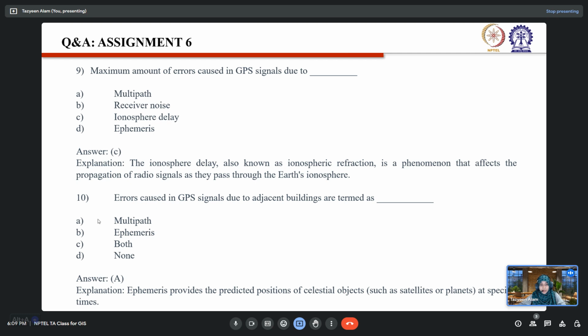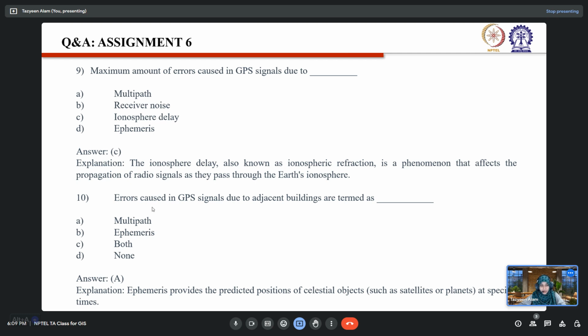What happens in case of ephemeris? In case of ephemeris, it provides the predicted positions of celestial objects such as satellites or planets at specific times. So this does not have a relation with our GPS signal. It is giving the position of celestial objects, that's satellites, planets, etc. Multipath is also an error, but it does not have as much impact as the ionosphere delay.